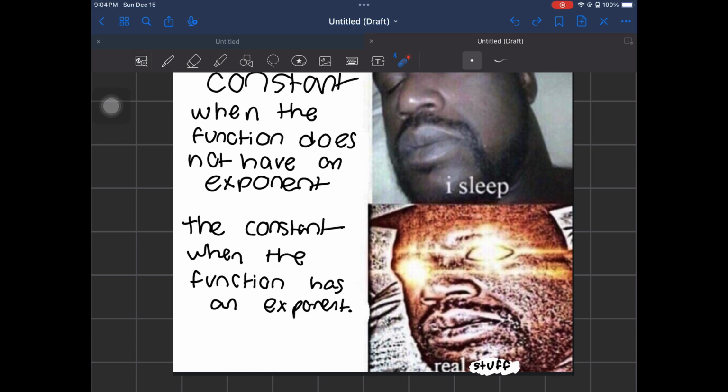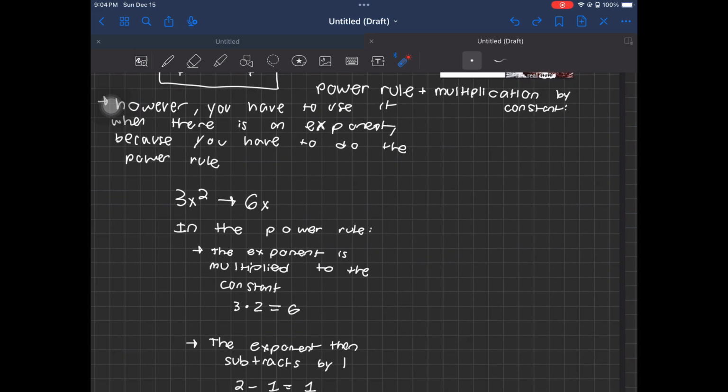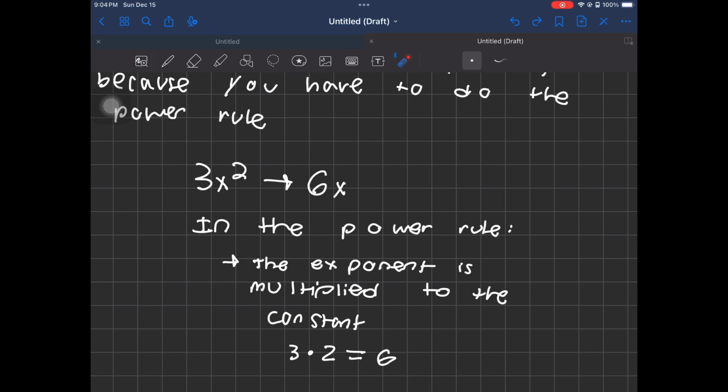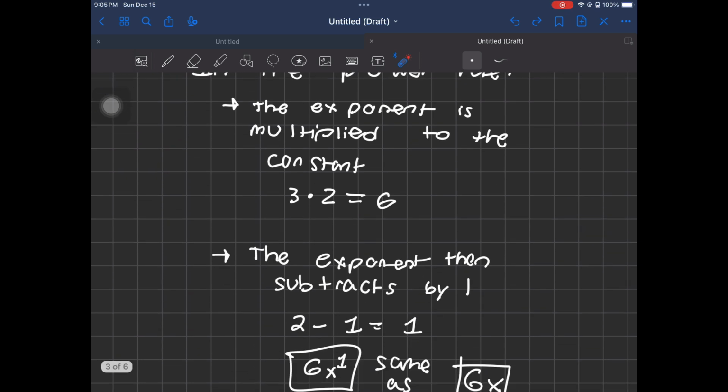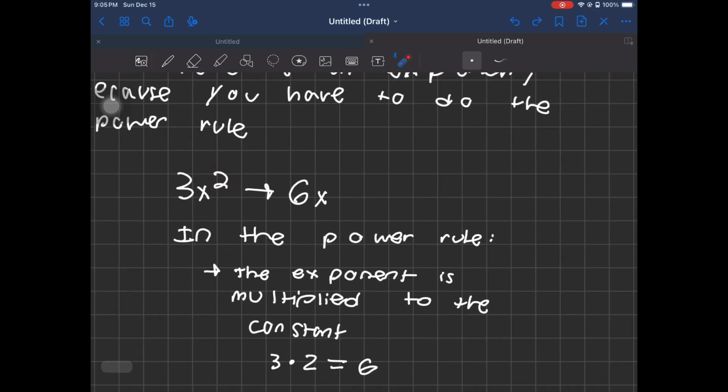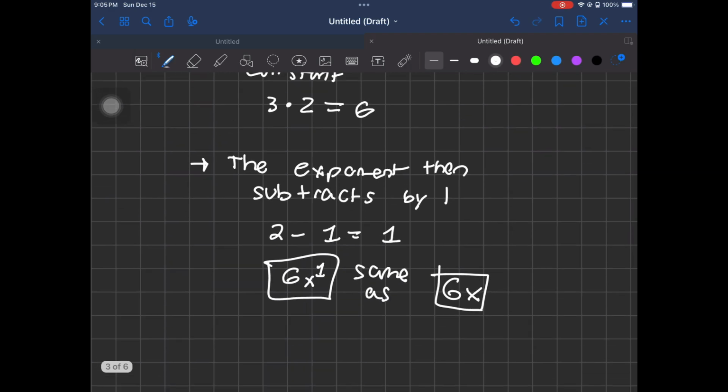So this would be the power rule and the multiplication by constant rule. Basically, for the power rule, to find the derivative, you multiply this exponent to the constant here, this 3. So 3 times 2 is obviously 6. And every time you do that, afterwards, you have to take this exponent and minus 1. So this actually becomes x to the first power, but that just looks the same. You don't have to write the 1 every time.